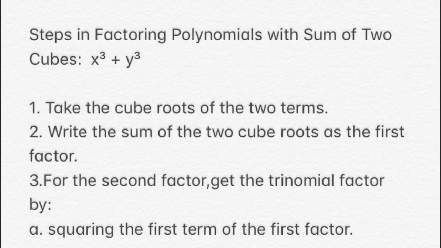In this example we have x cubed plus y cubed. The first step is you're going to take the cube roots of the two terms. The cube root of x cubed is x, and the cube root of y cubed is y. Now the second step is you're going to write the sum of the two cube roots as the first factor. So the first factor will be the sum of the two, x plus y.